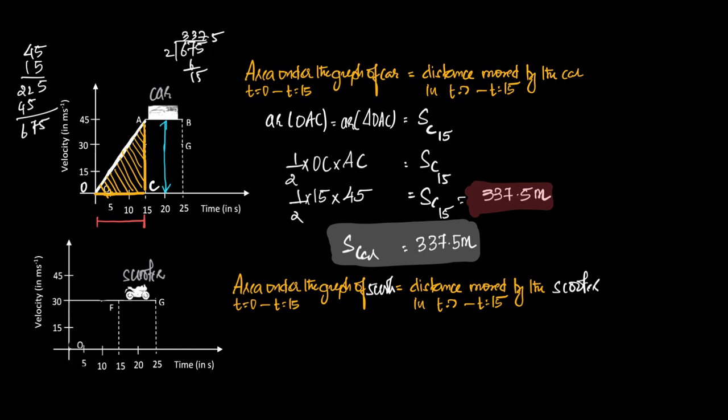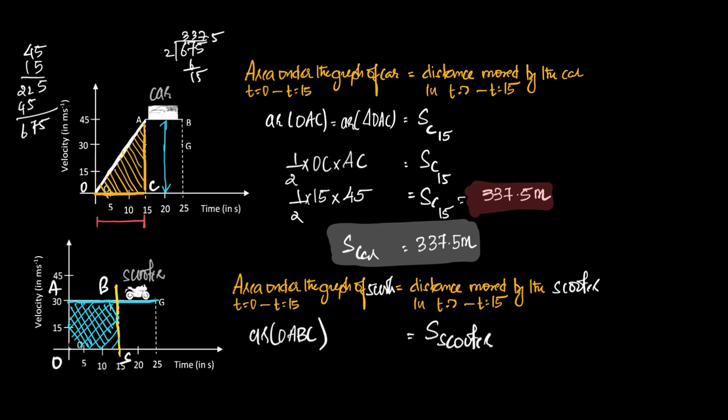See, for the area under the graph, first we need to draw the graph. So this is the graph. The area under the graph from 0 to 15 means the area under the graph up to this, right? So I'll use a different color to highlight. So it is this area that we are talking about, right? Now, what is the area under the graph from t is equal to 0 to 15? If you name it O, A, B, C for the scooter, we have the area of OABC is equal to the distance moved by the scooter.